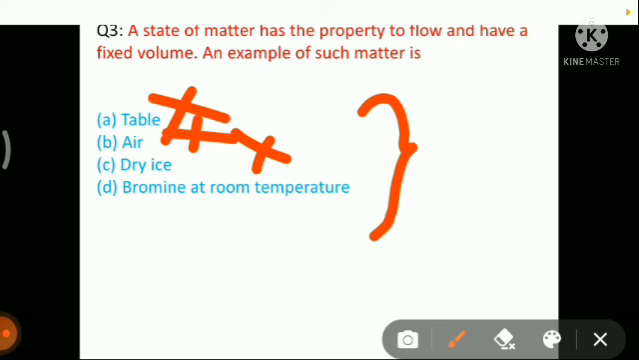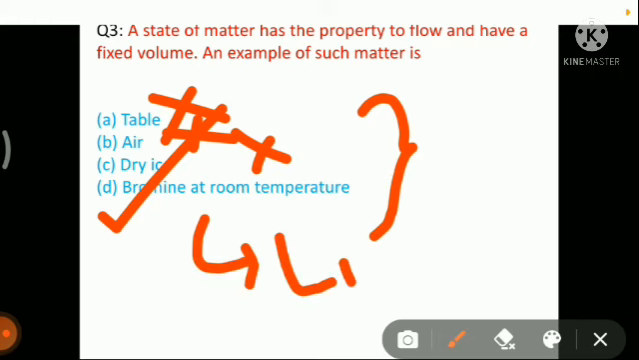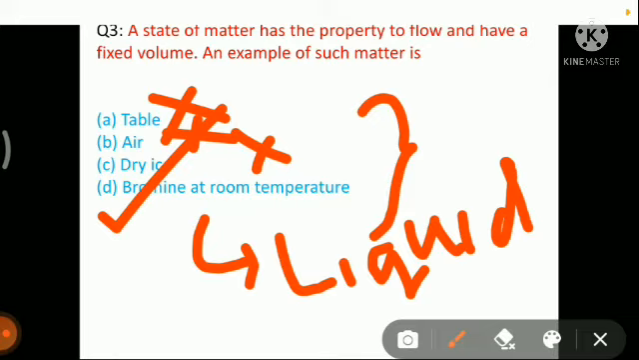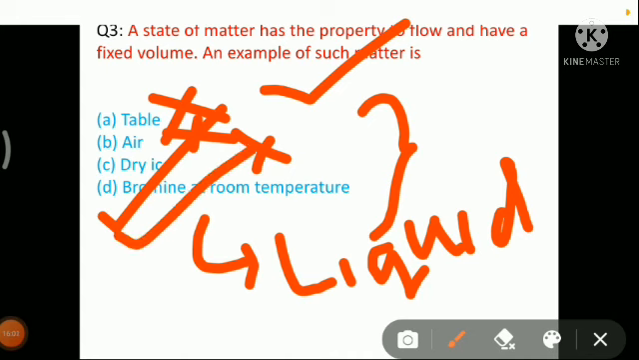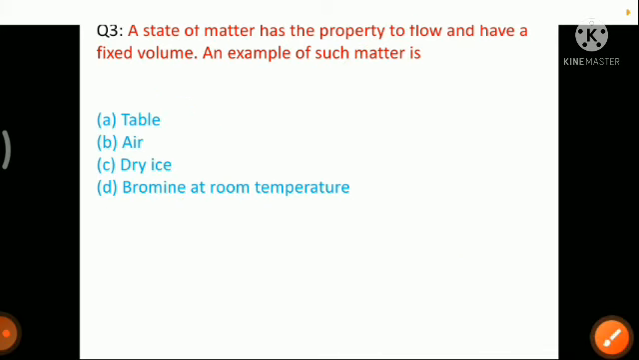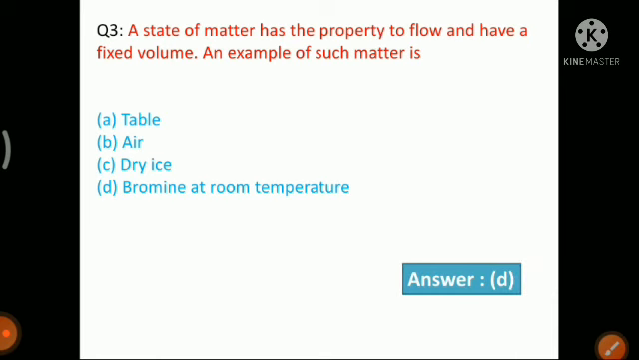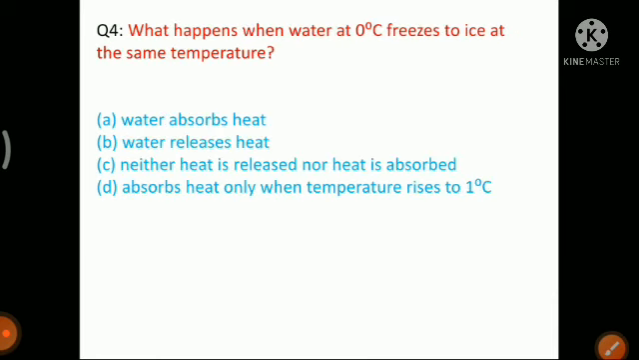So the only option that is correct is bromine at room temperature, because we know that bromine is the only non-metal which is liquid at room temperature. Bromine always exists in its liquid form at room temperature. So bromine is liquid, and only bromine, that is option D, exists as a liquid. So option D is the correct answer. Very easy question it was.